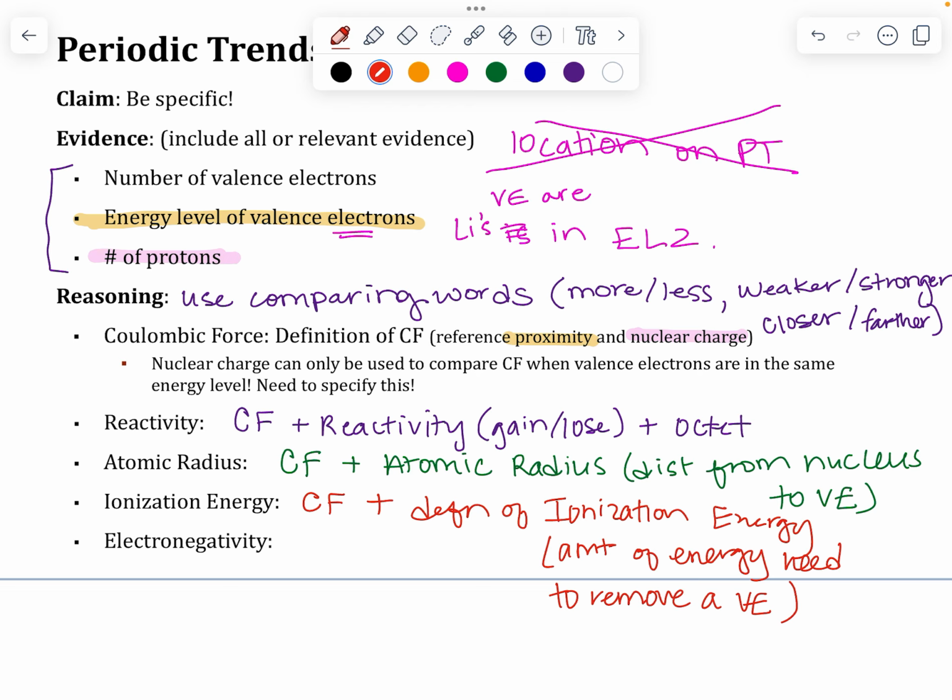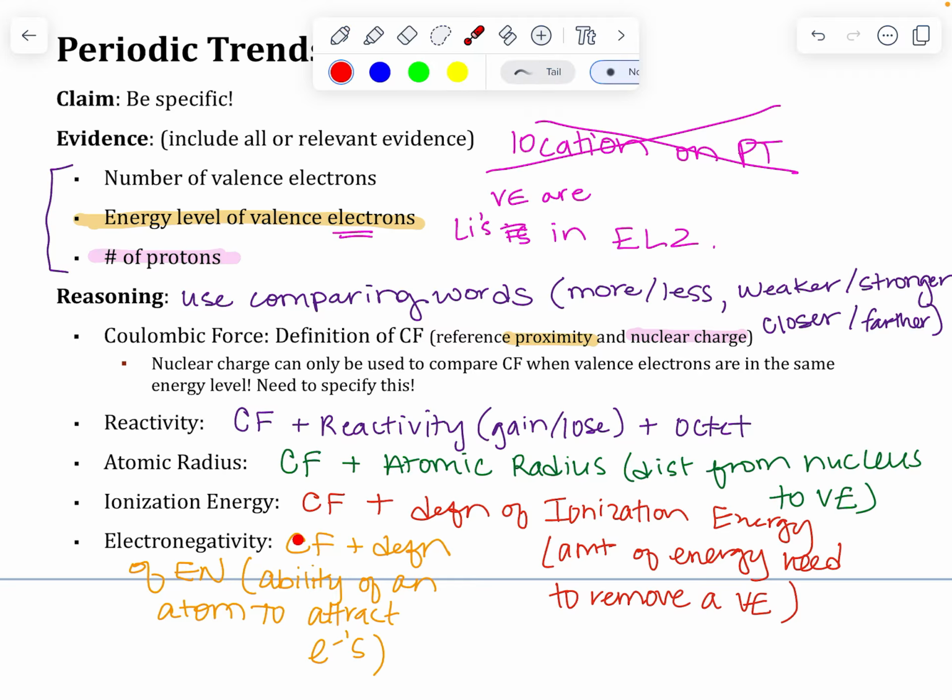And then lastly, electronegativity. You guessed it, we're going to talk about coulombic force. So does that have a strong or a weak coulombic force? And the definition of electronegativity, that is the ability of an atom to attract or to gain electrons. So again, you're going to talk about coulombic force. Does it have a strong coulombic force so it's more able to gain? Does it have a weaker coulombic force so it's less able to attract those electrons?